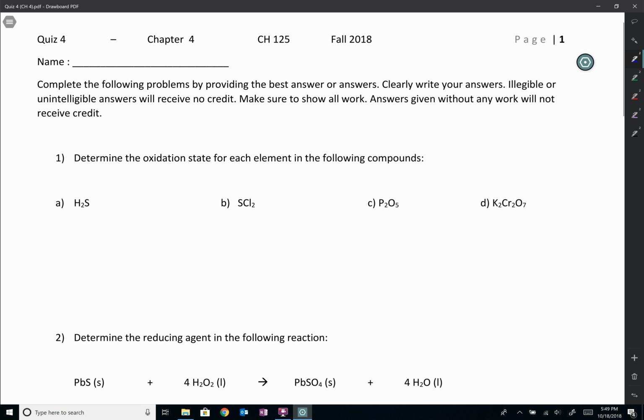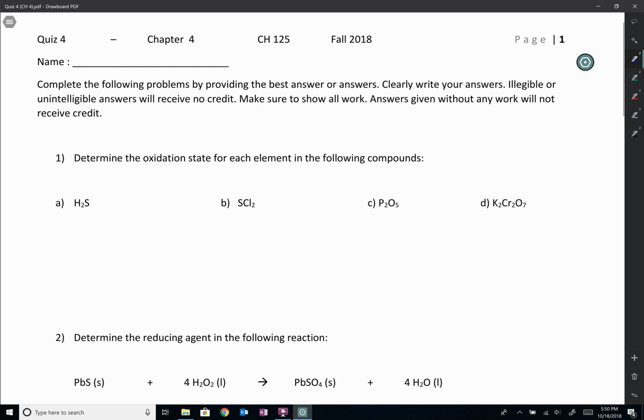For these problems, like I said, we have to know our rules. Now I'm going to be using the rules that we covered in class. If you look it up in the book or you do a Google search or whatever it is, you might come up with some slightly different rules about how to determine oxidation state, right? But whatever resource you want to use, you have to know a list of rules.